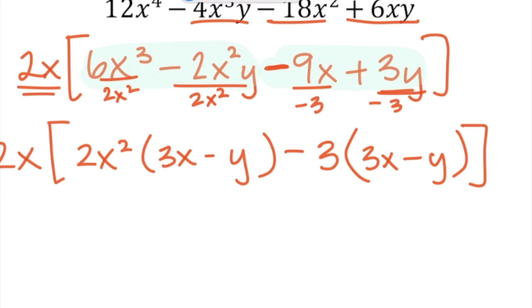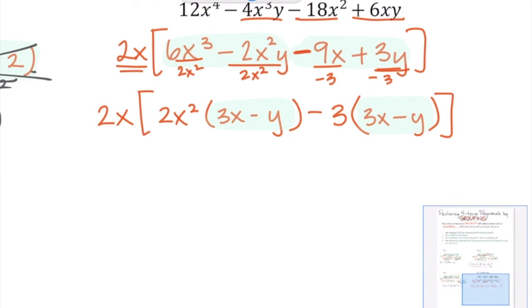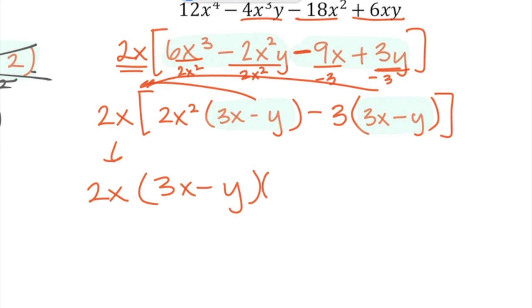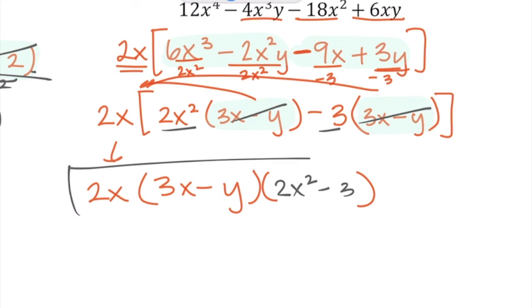And then notice what we have here. We have 2 common binomial factors, so we can undistribute those. So we'll go ahead and bring down our 2x. We can undistribute the 3x minus y, and then what's left when we undistribute those? We have a 2x squared and a minus 3, and that is our final factored polynomial.